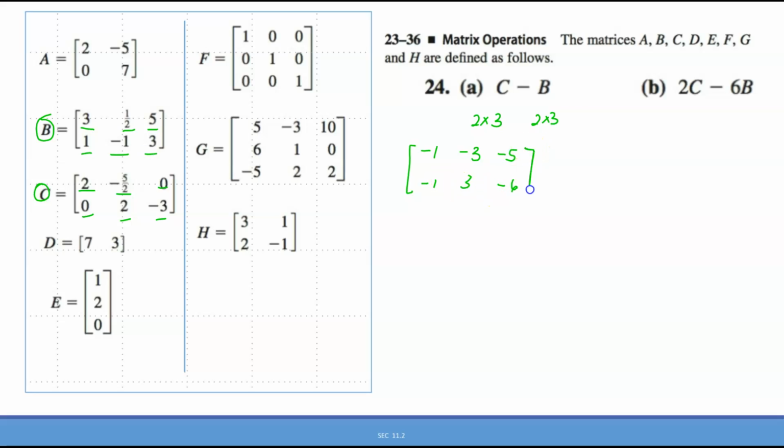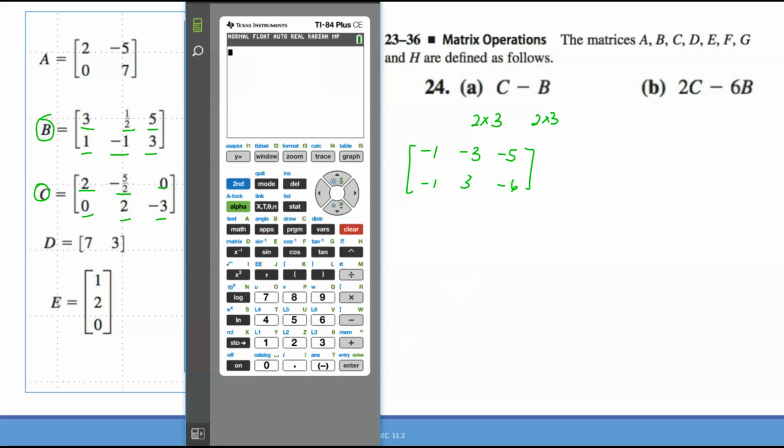And there's our subtraction. Now in this next one, we have more than subtraction going on. We also have scalar multiply and subtraction. So in this one, let's go ahead and put these in our calculator and work with our calculator.